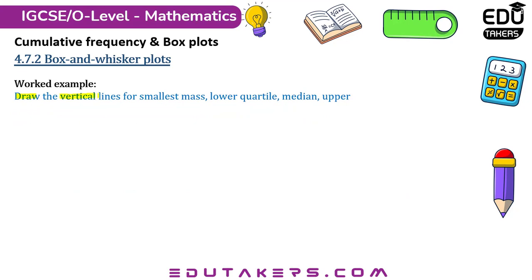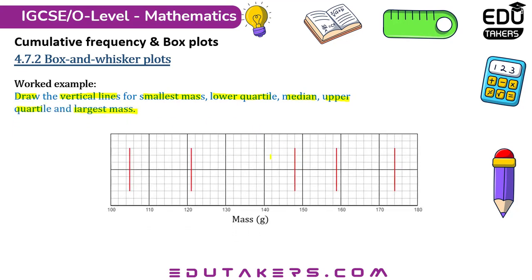Draw the vertical lines for the smallest mass, lower quartile, median, upper quartile, and the largest mass as shown in the diagram. This is the smallest mass, lower quartile, median, upper quartile and largest mass.